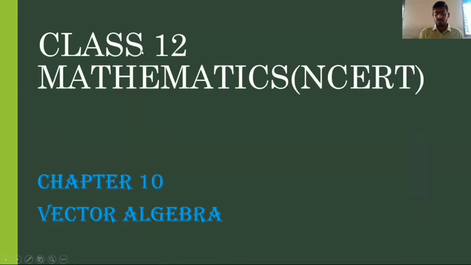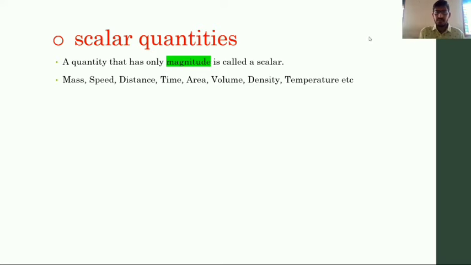Good morning, dear students. Today we are going to learn a new chapter of class 12 mathematics. It is chapter number 10, vector algebra. Before starting this chapter, we have to understand two quantities. First one is scalar quantity and second one is vector quantity.